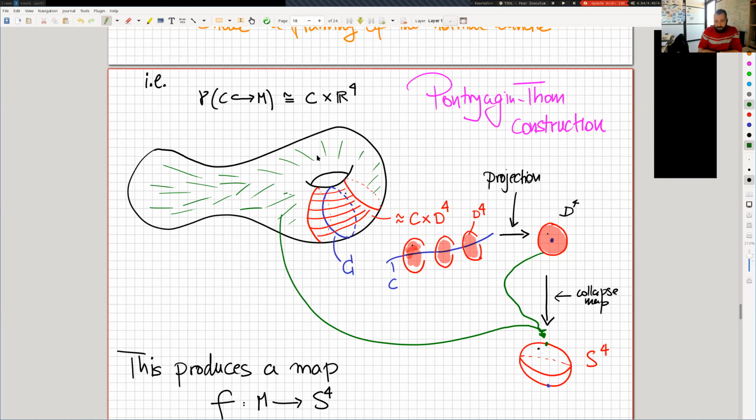So this produces, from only a submanifold, the circle in here, with a trivialization of your normal bundle, a map from M to S4. And this is called the Pontryagin-Thom construction. And I'm a big fan of this construction, because it's a very beautiful thing to produce a map from one space into another, and then to translate problems from here to there.